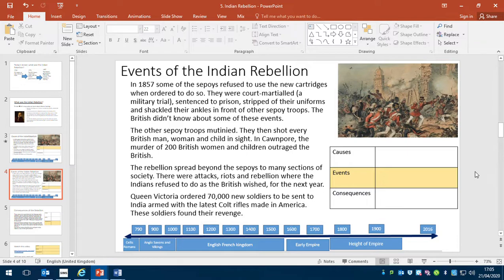Now the news started to get back to the British press, and they were outraged. So Queen Victoria started to order new soldiers from elsewhere in the British Empire, some of them in America, some of them on British soil, to be sent to India. 70,000 of those soldiers were sent to India armed with the latest Colt rifles that were made in America. These soldiers went to Cawnpore and found their revenge for the innocent 200 British women and children who were murdered there. Use this time to plot in your notes into your event section.